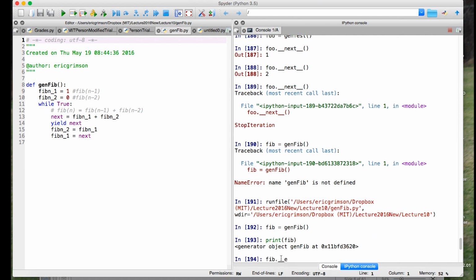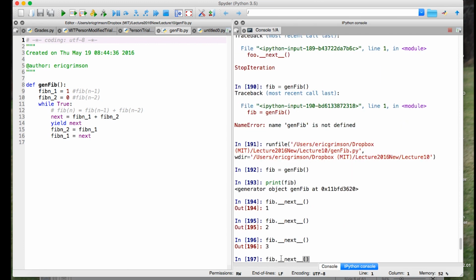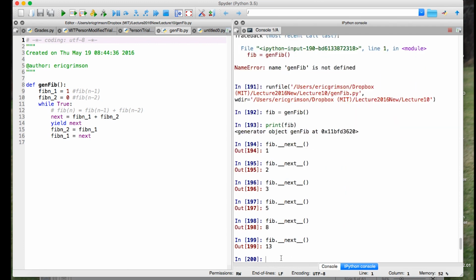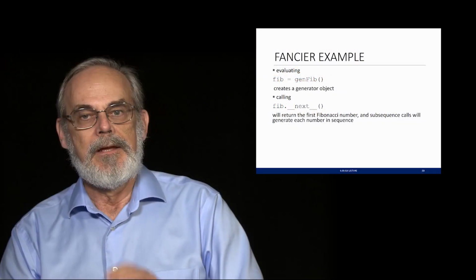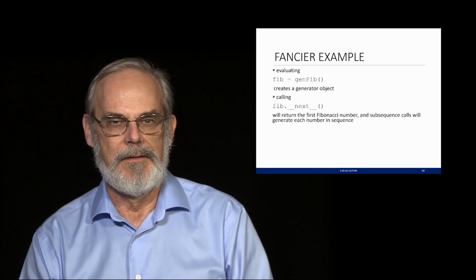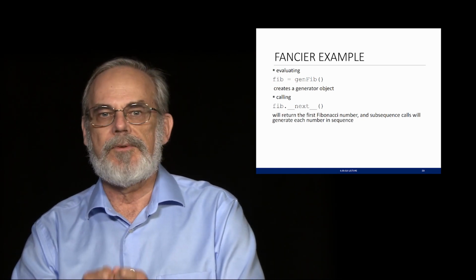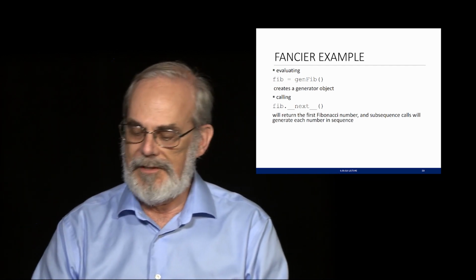I'd say, give me the next Fibonacci numbers. It's 1. I call it again, it's 2. I call it again, it's 3, and then 5, and then 8, and then 13, and you get the idea. It runs until it gets to the next stopping point, yields up a value. And it's set up in that while loop to be ready to compute the next one when I need it. Funky way of dealing with it.